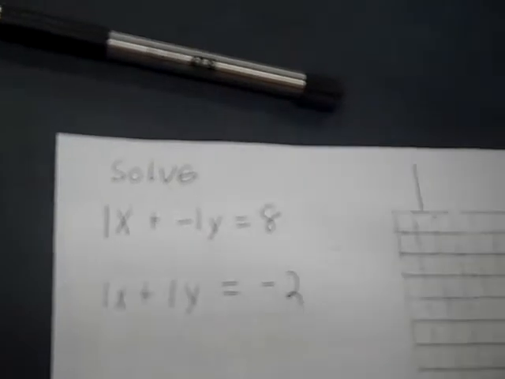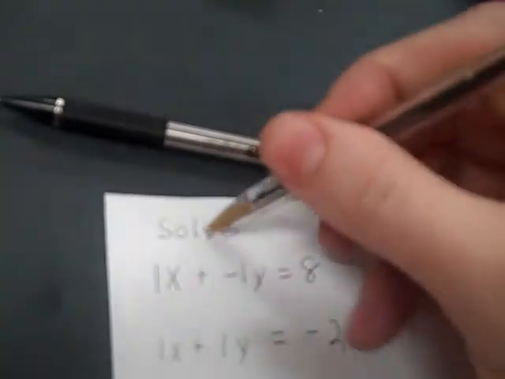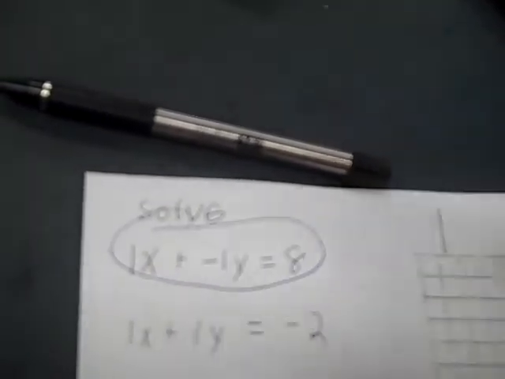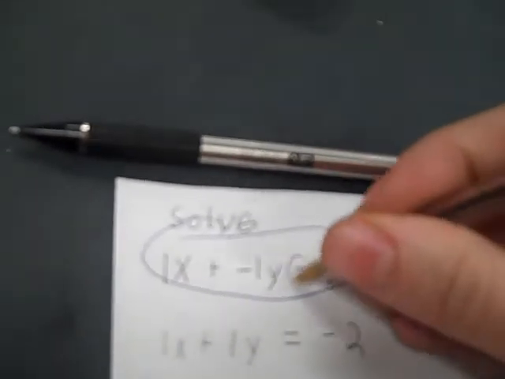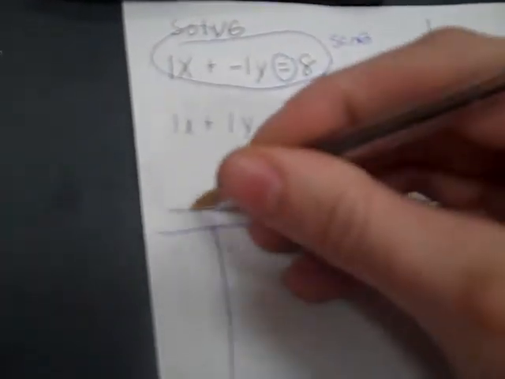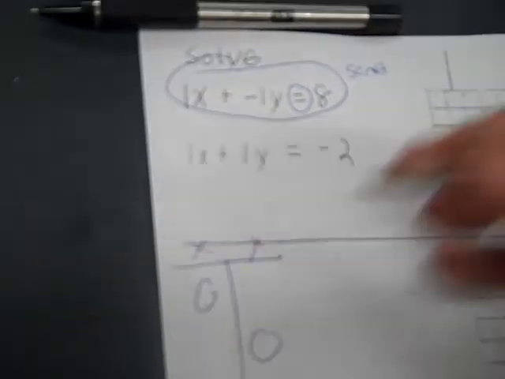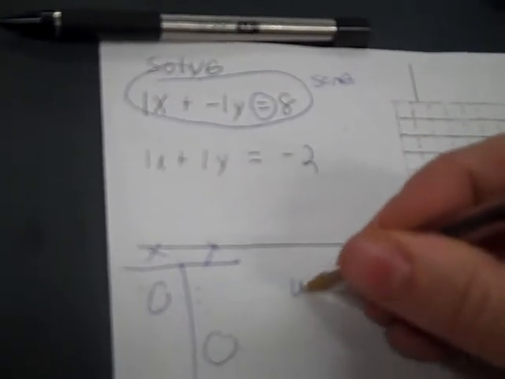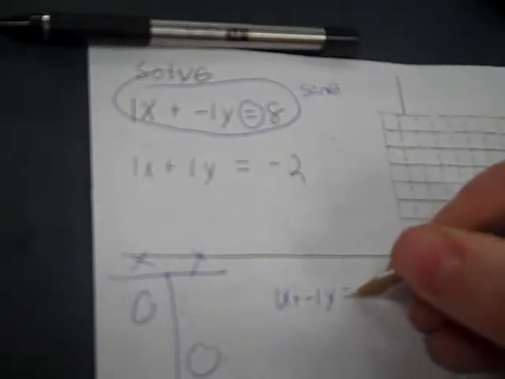1x plus -1y equals 8. That's the first thing. I don't even look at this till I have a line from this. Okay, so here's my equals, and now they're on the same side. So same side, I'm using my double zero table. And then I write that down twice. 1x plus -1y equals 8, and then again.